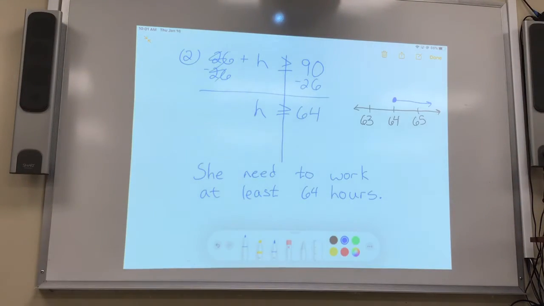That's how long my grandpa works in a few days. Yeah. Could you use an inequality to figure out how much she needs to work per week? Yeah, you could.